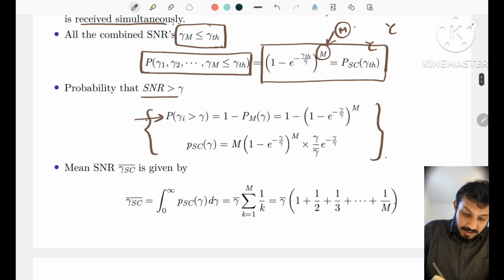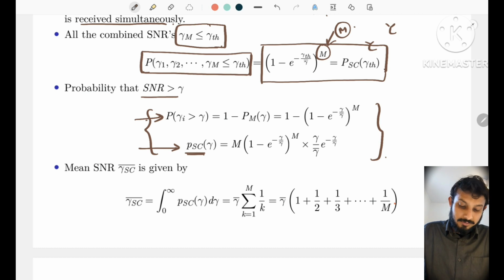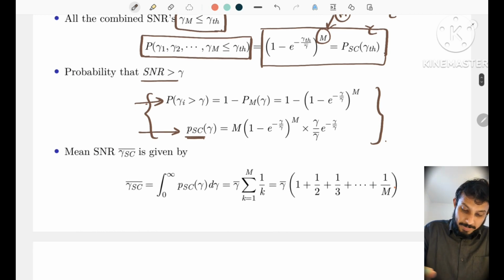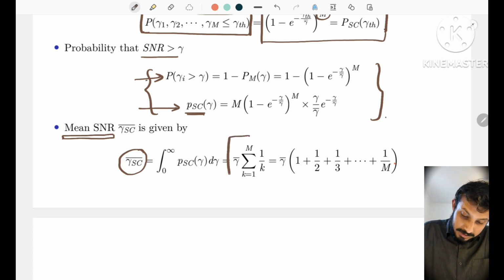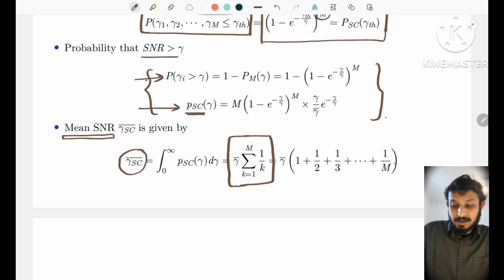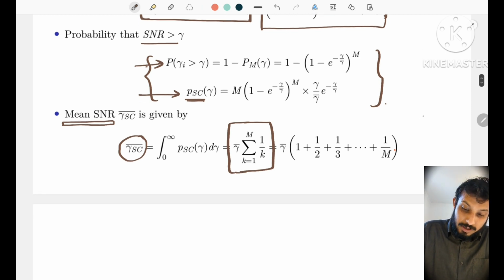Then by taking the differentiation, we can compute the probability density function of the selection combining. And then we can also compute the mean SNR in this case. The mean SNR of selection combining takes the form of this: gamma bar, summation over k from 1 to K, and when K is equal to M, we can have this form.